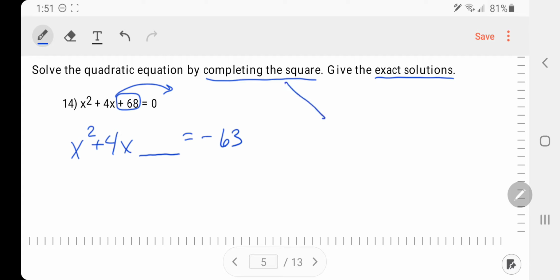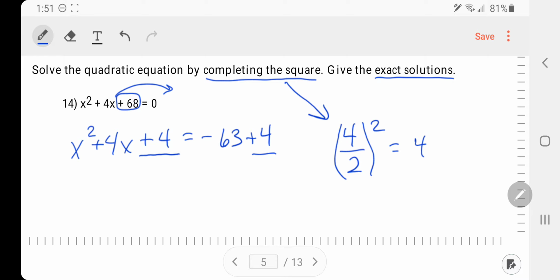So completing the square says you take the coefficient of x, which is the 4, and you take half of it and then square that, okay? Half of 4 is 2. 2 squared is 4. That's our new constant. Whatever I add to one side, I have to add to the other. So there's the new problem, or this is where we're at so far in the completing the square process.